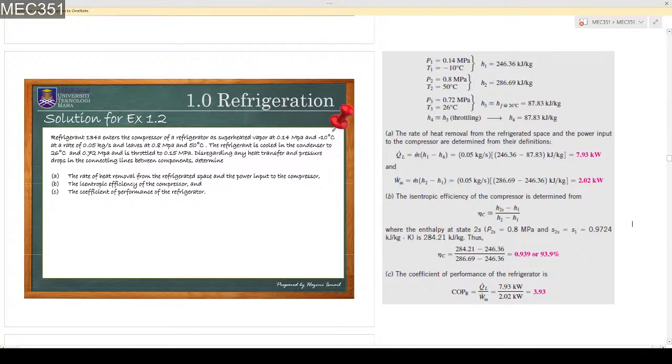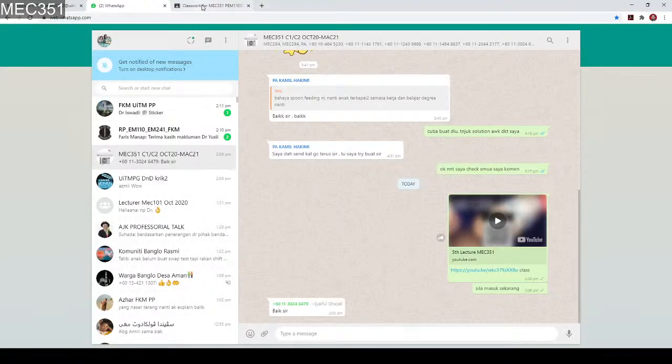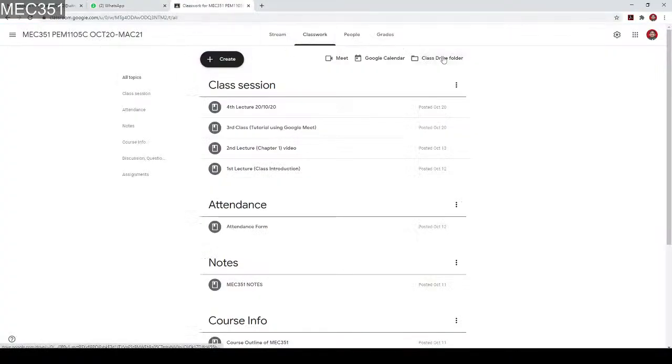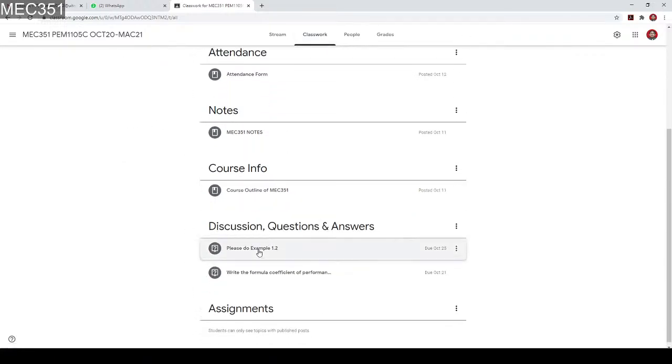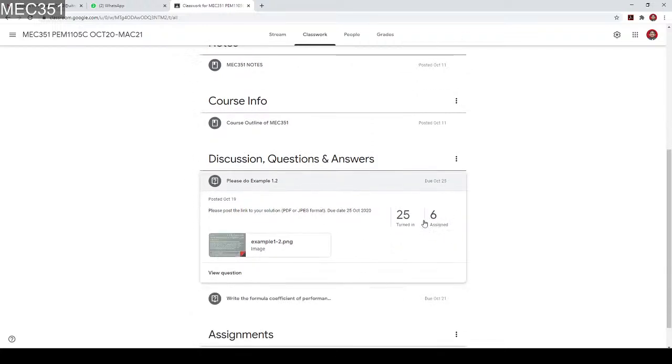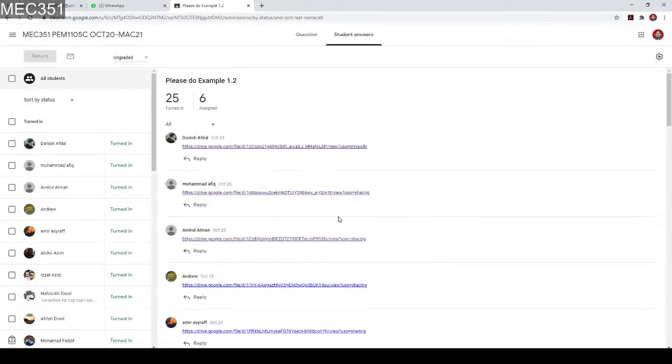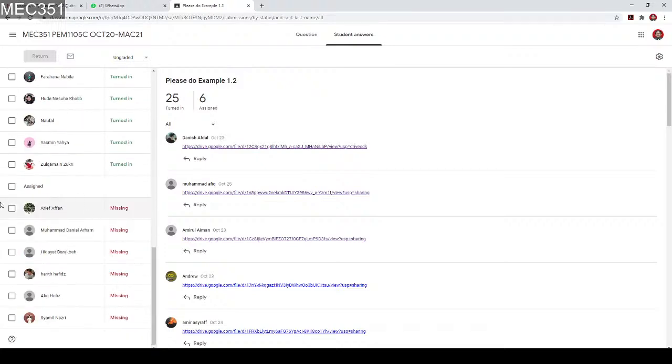This is the solution for example 1.2 that I gave to you before. Let me check who didn't do the classwork. Okay, there are still 6 students who do not post their answer: Arif Afan, Muhammad Daniel Arham, Hidayat Barakpah, Haris Hafiz, Afiq Hafiz, Shamil Nazri.